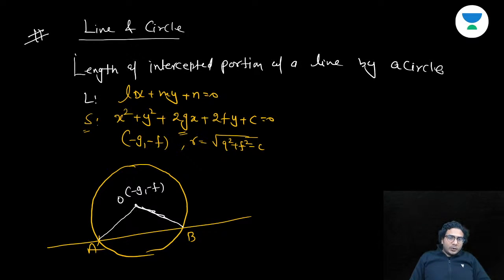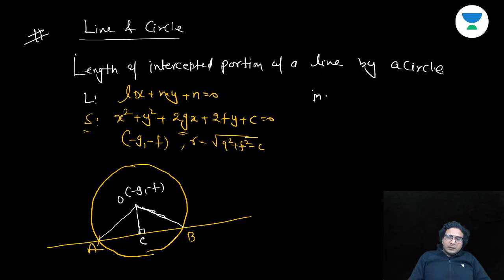Slope, no. Slope we are not going to use. We'll use this geometry. We'll drop a perpendicular. When you drop a perpendicular from center to any chord, it bisects it. So this C is the midpoint of AB, right? So we are going to use Pythagoras in this.